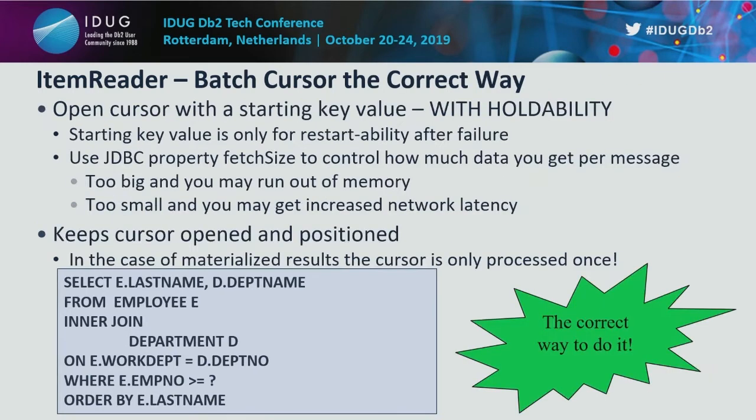And we resolved it by using a starting key value with holdability. We have restartability after failure, and we use this JDBC property fetch size to control how much data you get per message. You have to be careful when you do this, because too big you may run out of memory. Too small you may increase your network latency. You must keep your cursor position opened, and the materialized results in the cursor is only processed once. So this is the correct way to do it.